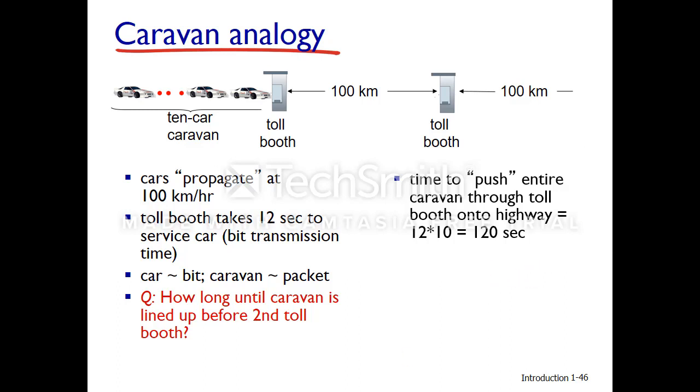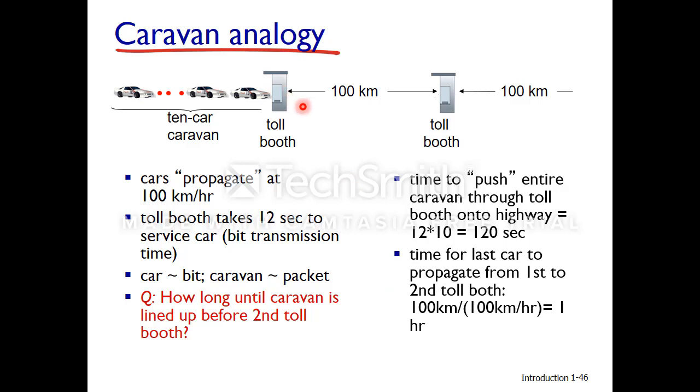Now, the time it takes for any car in the caravan to go from one toll booth to the other is simply 1 hour. How did we get 1 hour? The toll booths are 100 kilometers apart, and the cars travel between the toll booths at 100 kilometers per hour. So it's going to take 1 hour to go.